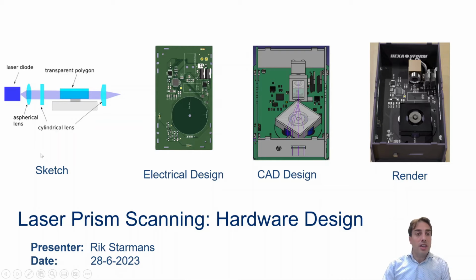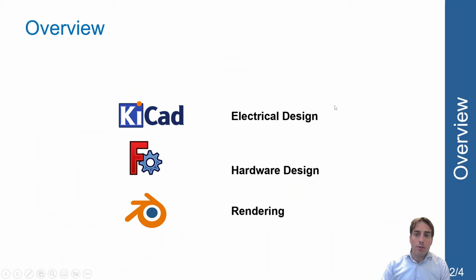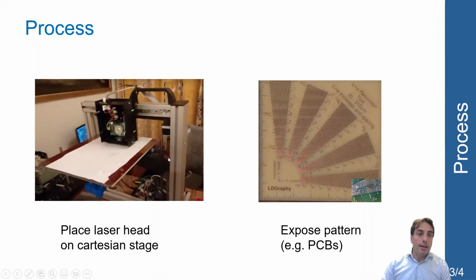I started out with a sketch in Inkscape. I then designed the electrical boards in KiCad. I made a CAD design in FreeCAD, and you also see an optical render of some of the rays, which will go through the prism for different positions. And then finally, you see a realistic render in Blender. I will go over the KiCad first, then the FreeCAD design, and then finally the rendering. A brief recap on the process.